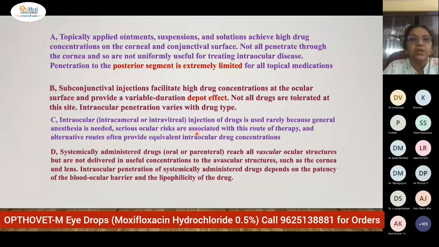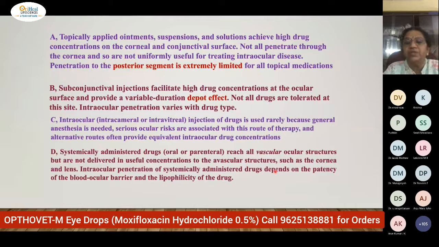We also give some anesthetics into the eye to get good post-operative analgesia. Systemically administered, this is not commonly used because you generally have to give an anesthesia and then inject the drug into the eye. Systemically administered drugs, oral and parenteral, reach all vascular ocular structures, but they are not delivered in useful concentration into the avascular structures like the cornea and the lens.